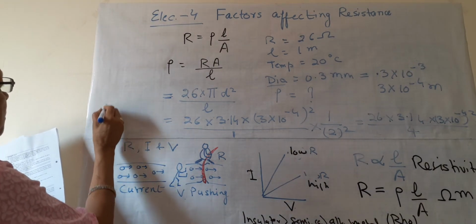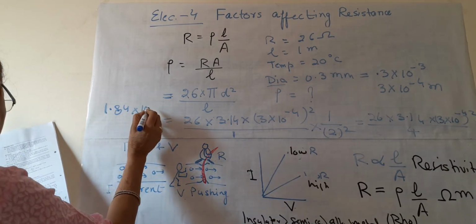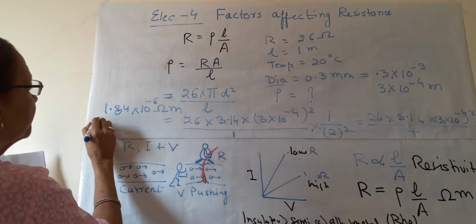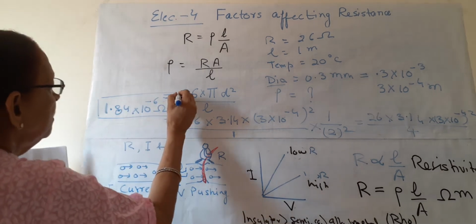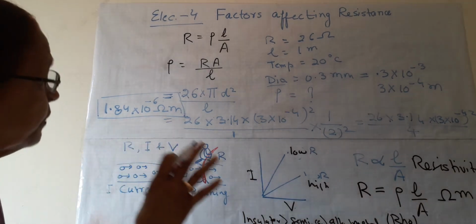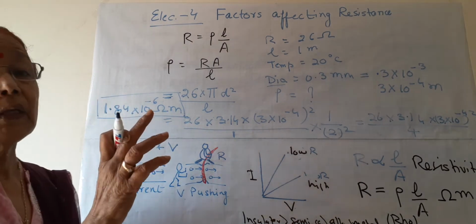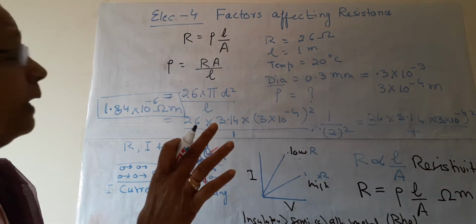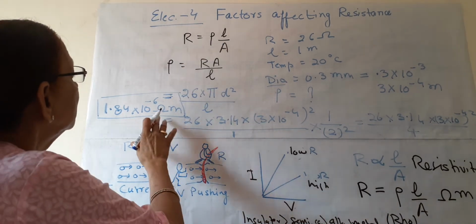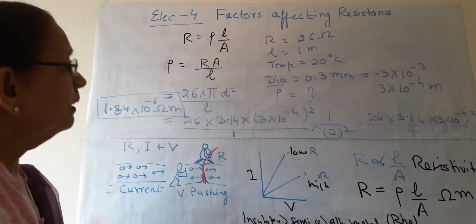Rho is equal to 1.84 into 10 to the power minus 6 ohm meter. This is the answer to this question. You calculate by yourself. This shows that the resistivity of the metal is very low, of the order of 10 to the power minus 6. If we see from the table in our book, this resistivity is of manganese. The metal manganese shows this resistivity.